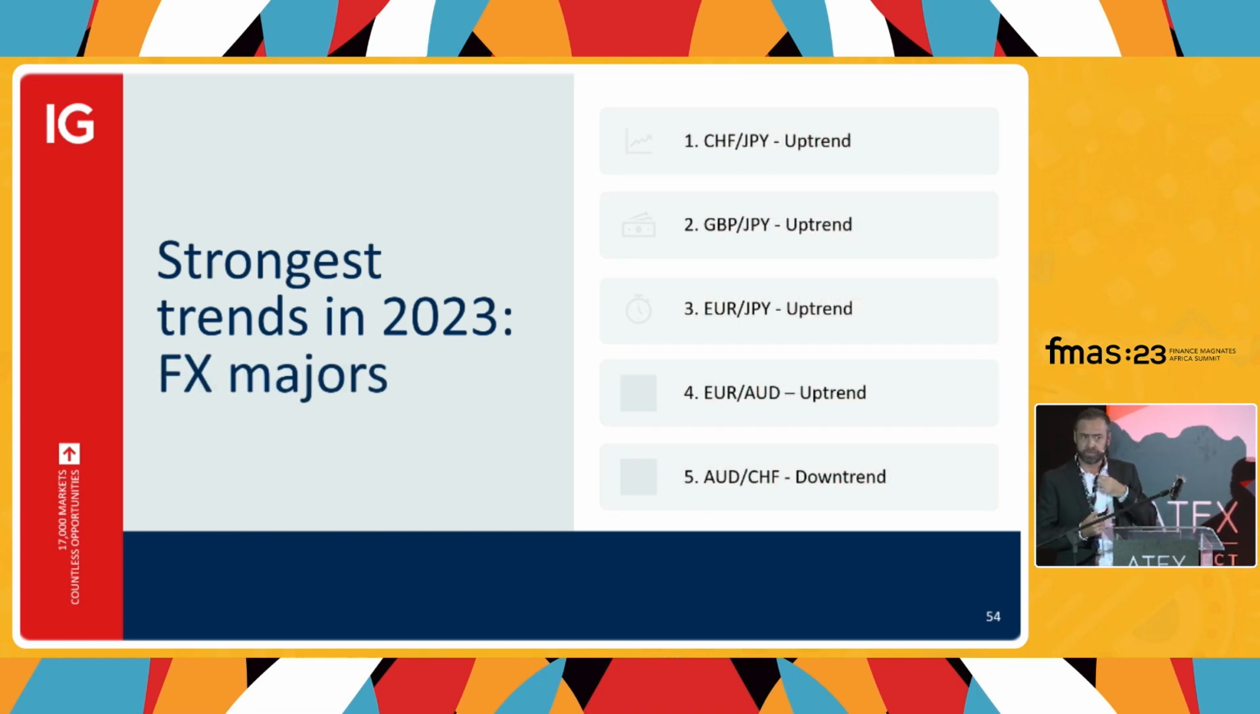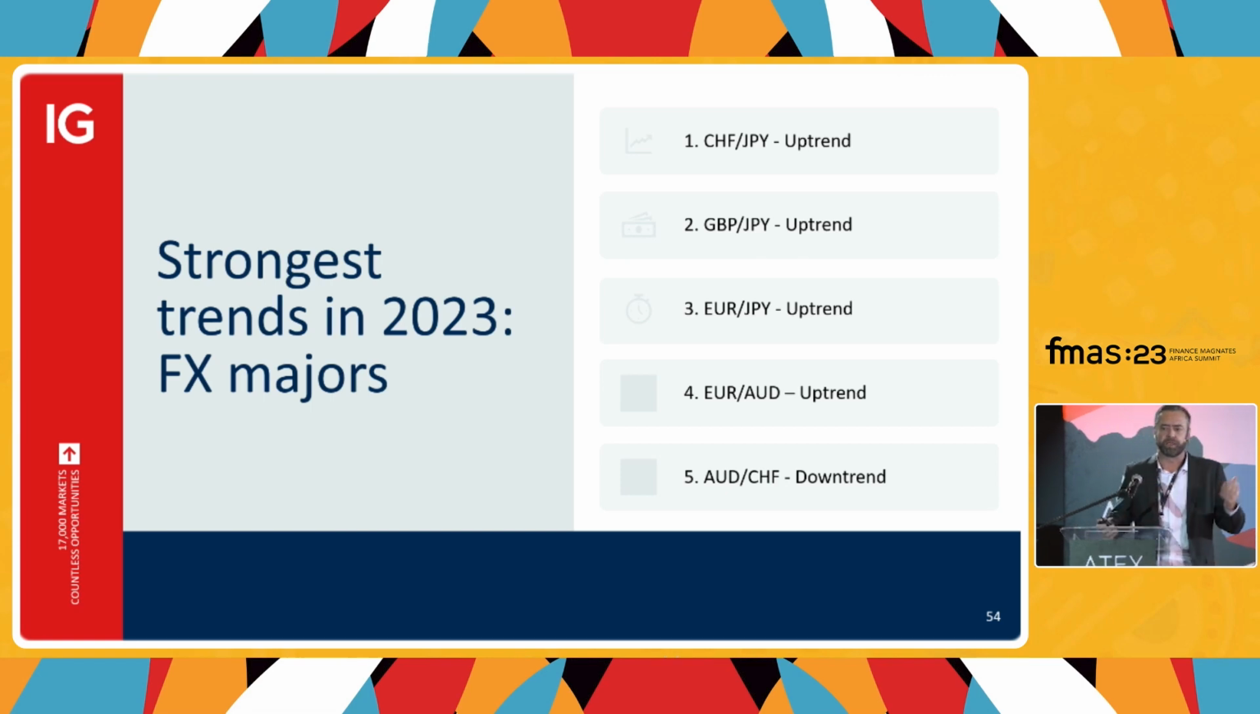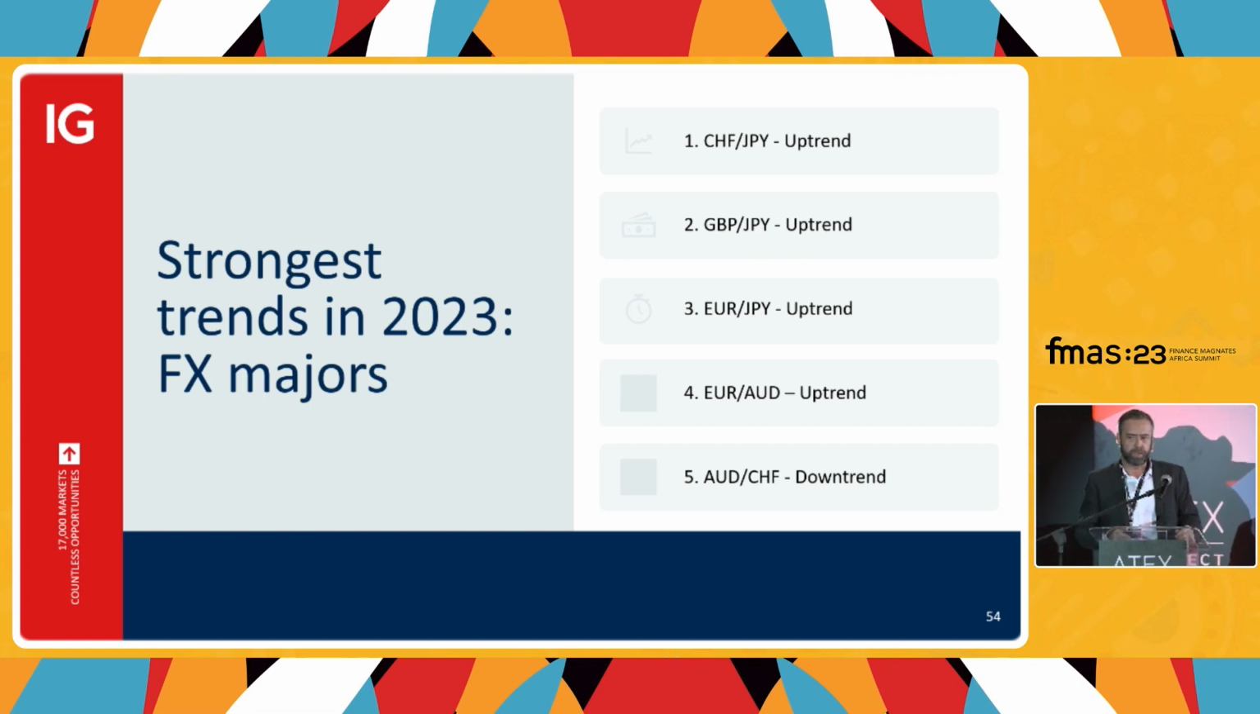Looking at currencies, what I've done here is compare the major currencies, not minors or exotics, and did all different cross pairings to get a result. Surprisingly, in the top 5, we don't see the US dollar featuring at all, whether strongest or weakest. The strongest trends right now are Swiss franc against the Japanese yen, pound against the Japanese yen, and euro against the Japanese yen. So what is that telling us right now?